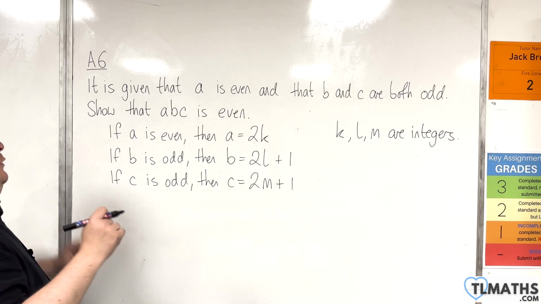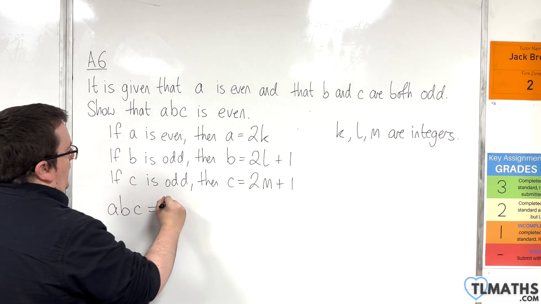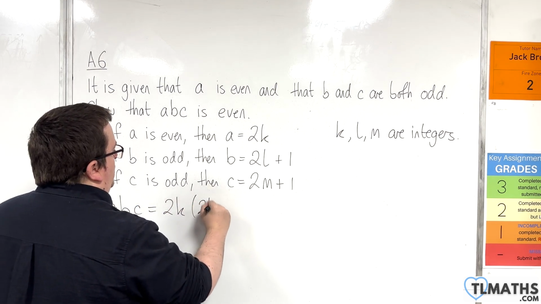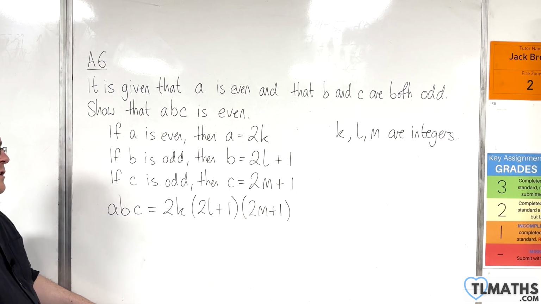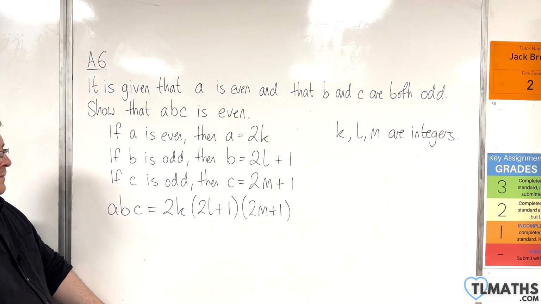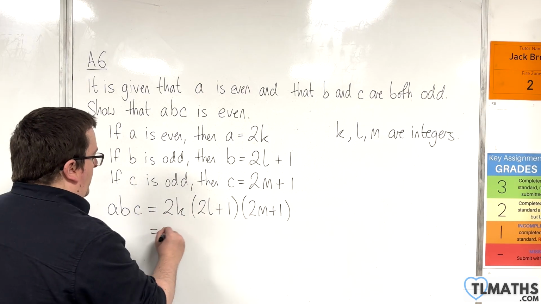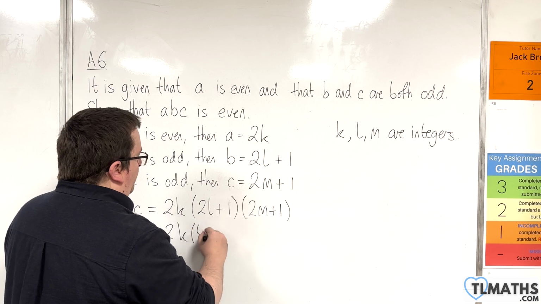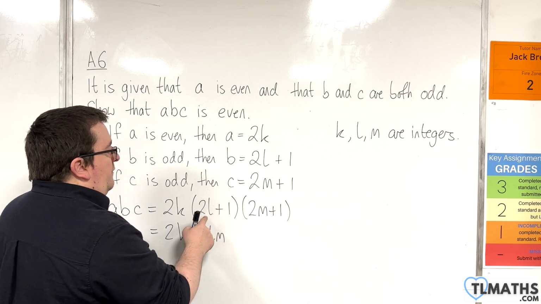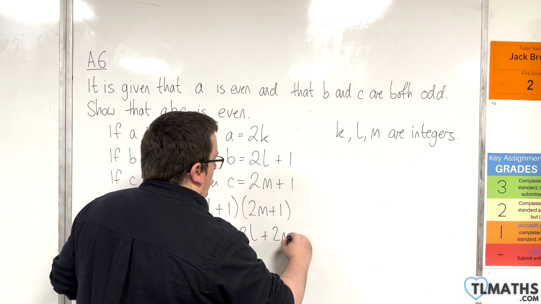So what we're doing is we're multiplying these three numbers together. So ABC is 2k times by 2l plus 1 times by 2m plus 1. So we now need to expand this out. Now we're going to do this in stages. So focus just on the 2l plus 1, 2m plus 1 first. So leave the 2k as it is. Then we'll have 2l times 2m, which is 4lm. We'll have 2l times 1, 1 times 2m, and then 1 times 1.